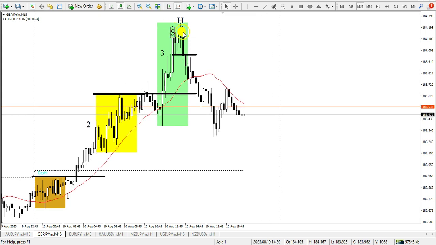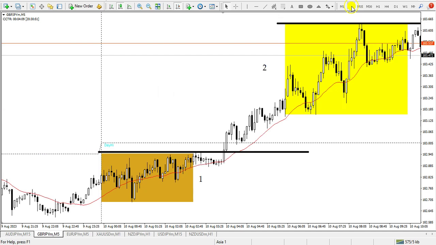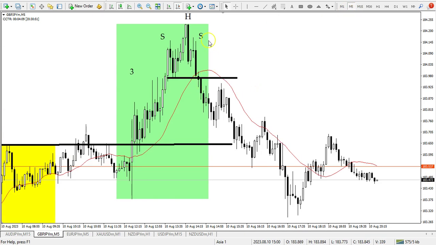Okay, so when you see these setups happening, you can go to a lower time frame. It will show you things very quickly. Okay, now you can see it's a head and shoulder. But use the 15 minutes. Now you see it's a head and shoulder. Okay, so they gave a pin and they gave an engulf. Guys, these candles are important.